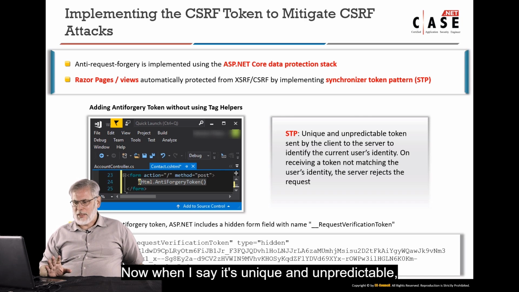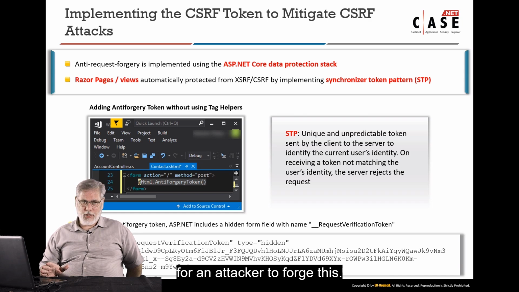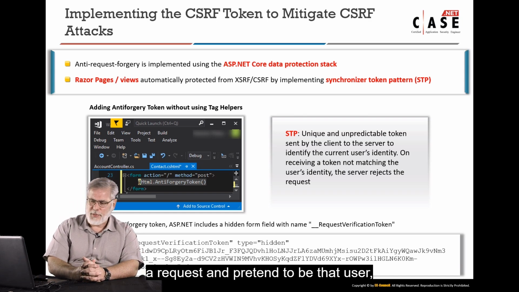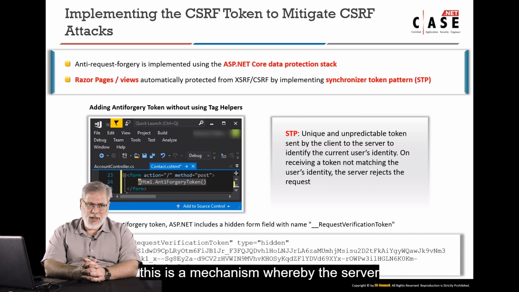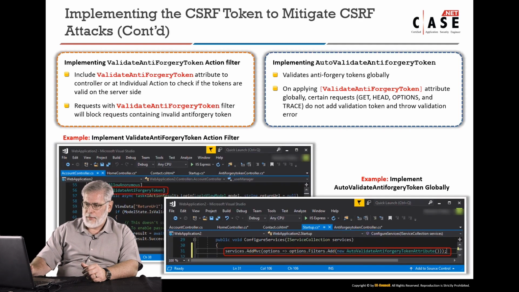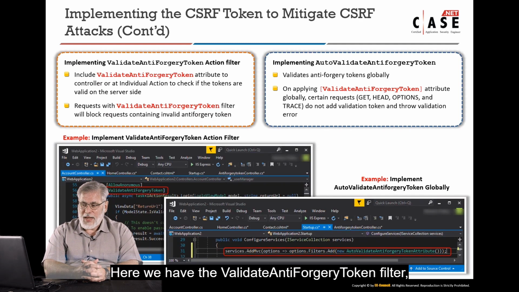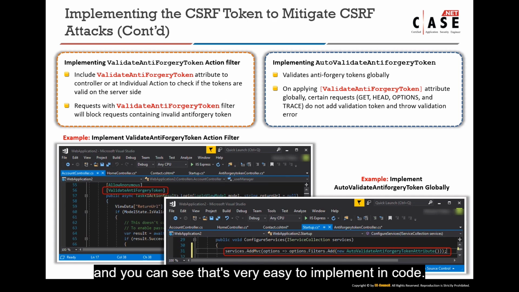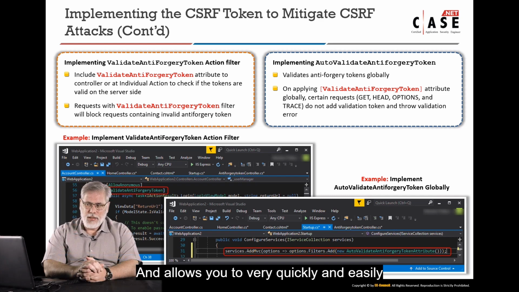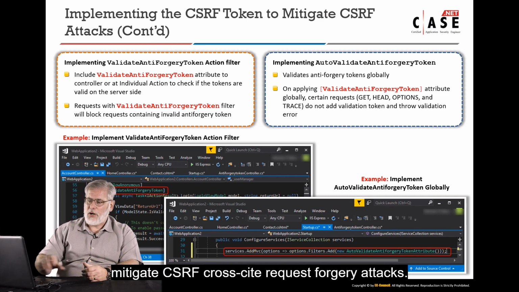Now, when I say it's unique and unpredictable, I mean that it's going to be incredibly difficult for an attacker to forge this. The whole idea is if you're trying to send a request and pretend to be that user, this is a mechanism whereby the server can validate if you really are that user or not. Here we have the ValidateAntiForgeryToken filter, and you can see that's very easy to implement in code, doesn't take a great deal of code, and allows you to very quickly and easily mitigate CSRF, cross-site request forgery attacks.